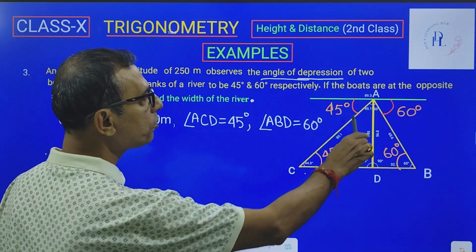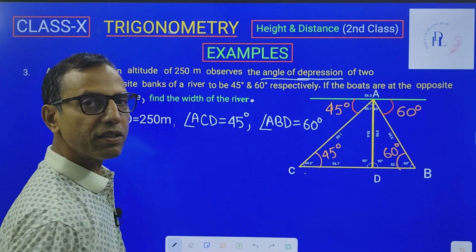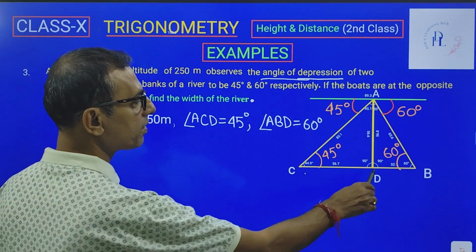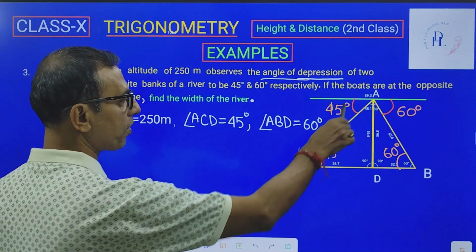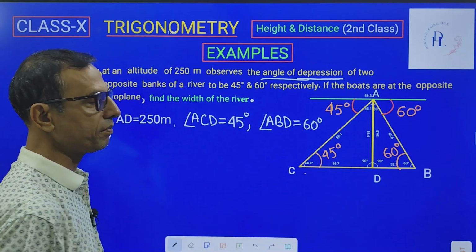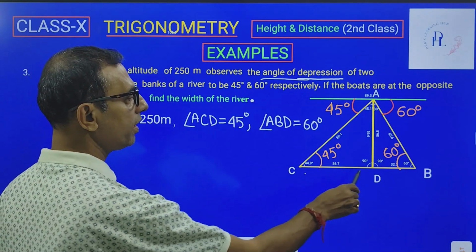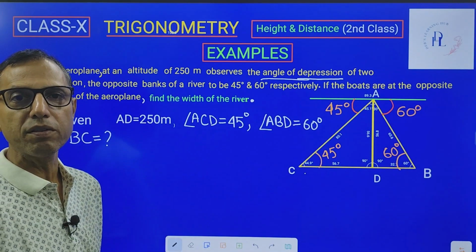So what are we going to do? In both cases, for angle ABD the angle is given and the height AD is given. That means from here you need to find BD. Easily you can find it out. And from angle ACD also, AD is given and angle 45 degree is given, so you can find CD also. Then you will sum up BD plus CD, that is the width of the river.